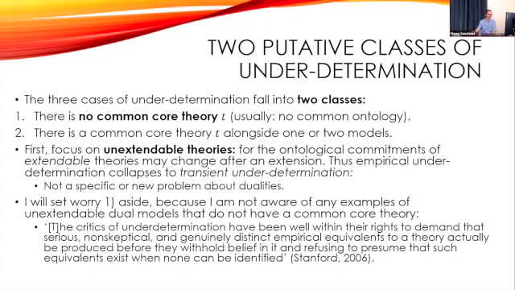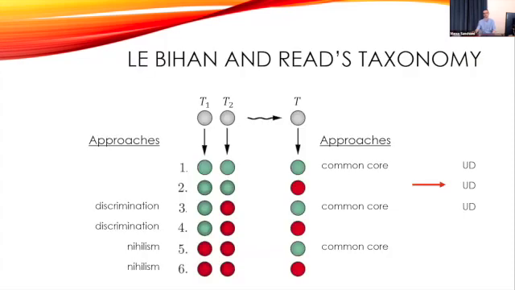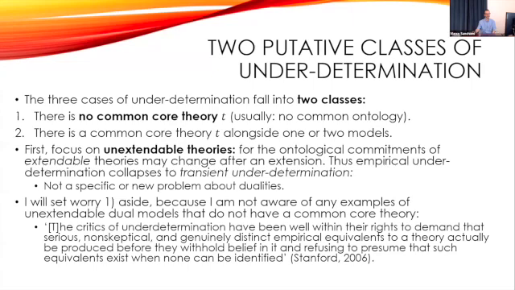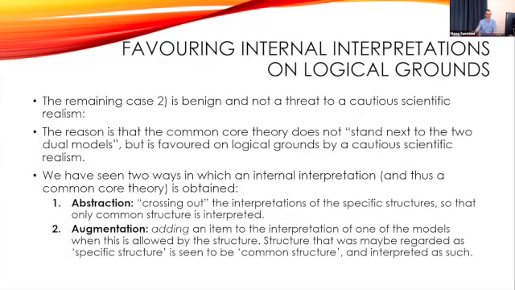This is basically just explaining what I just did. Also, I'm specifying where I'm going in my discussion here. One could discuss this in general, and of course there might be some cases of underdetermination, but the interesting ones for the question of scientific realism are the cases of unextendable theories, because we want to be cautious scientific realists. So I'm going to focus on those. And like I said before, we are also going to focus on the common core theory case.